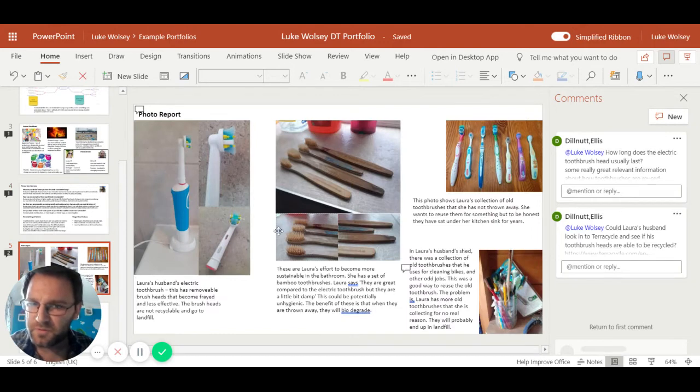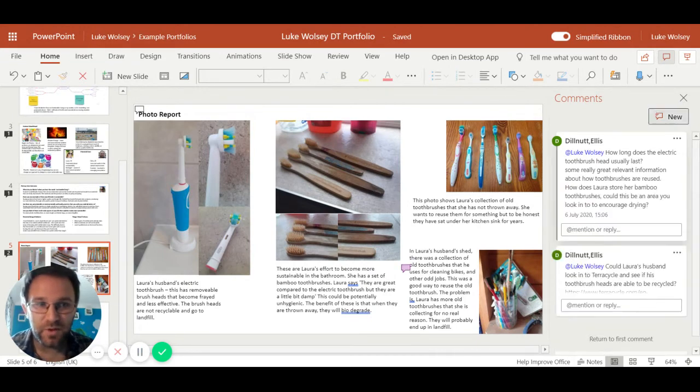And then I did my photo report. So I went to Laura's house, which of course is my house, and had a look at the situation she's in. She actually has these bamboo toothbrushes, which are much more biodegradable, much better in terms of being thrown away. But especially on this one here, you can see they go a little bit damp, and they look more mucky than a normal toothbrush. We also saw that she's got loads and loads of these toothbrushes, some of which she reuses, but what do we do with them? Eventually they're going to be thrown away.